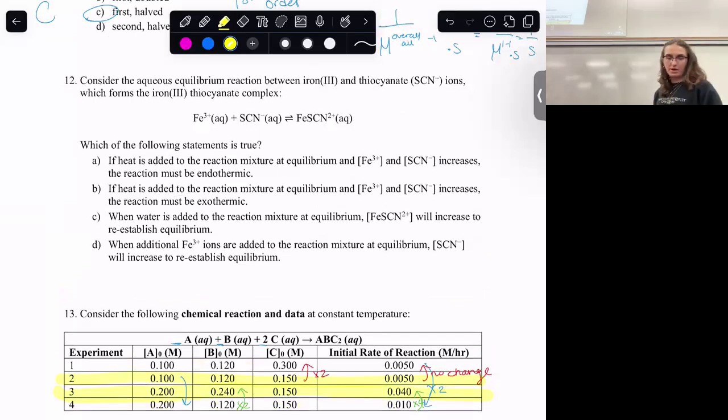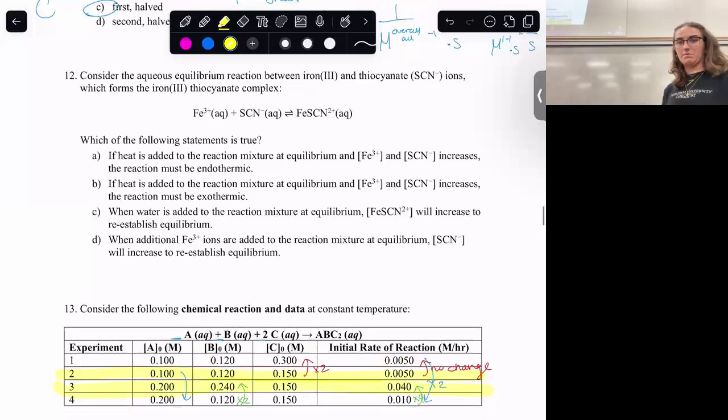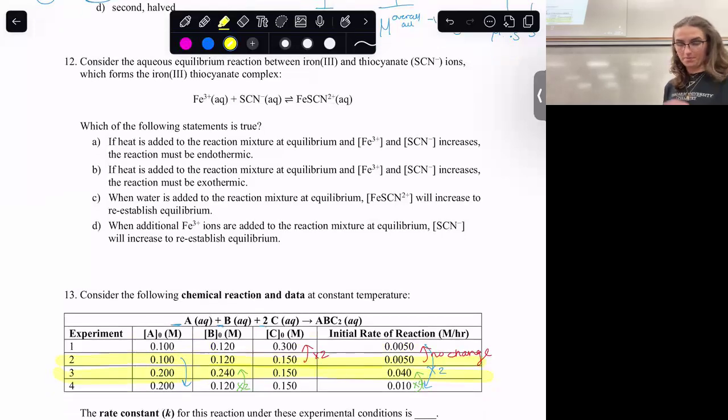Okay, so for 12, we have considered the aqueous equilibrium reaction between iron 3 and thiocyanate ions, which forms iron 3 thiocyanate complex. Okay, which of the following statements is true? So again, we are going to prove that all of the other ones are false.